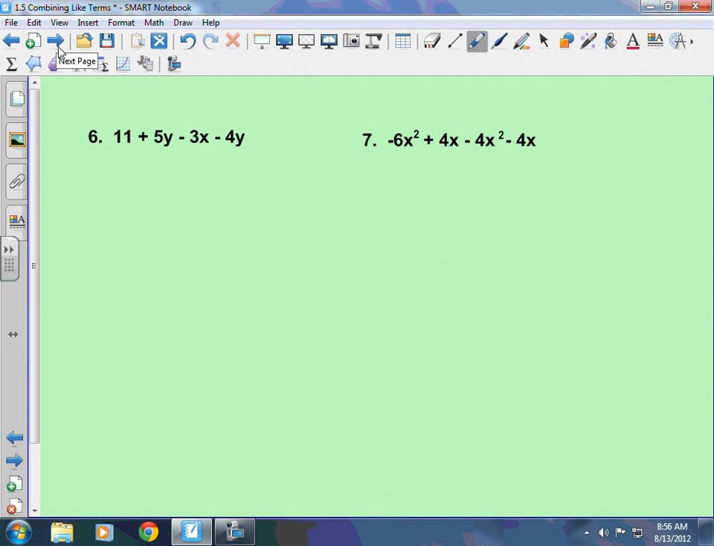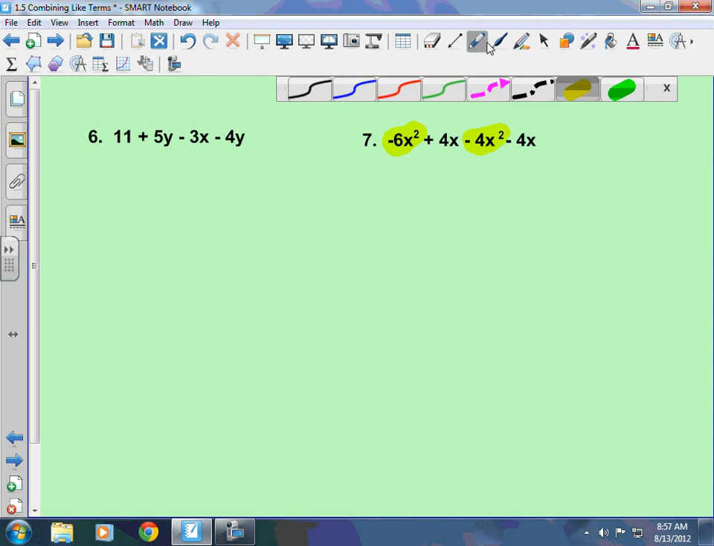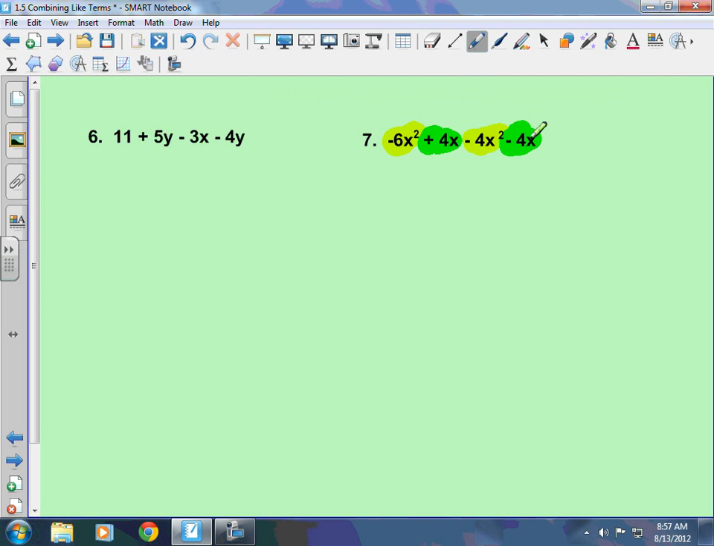Okay, go ahead and try 6 and 7 on your own, and then start the video once you get done with 7. Okay, we're going to do 7 together. 7, we have negative 6x squared and negative 4x squared. Now, 4x and negative 4x don't have a square, so they cannot be combined with the x squares. Your letters have to have the same exponent. So the only thing I can combine together is negative 6x squared and negative 4x squared. That gives me negative 10x squared. 4x minus 4x is plus 0x.